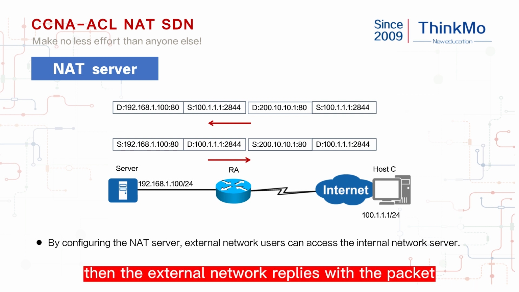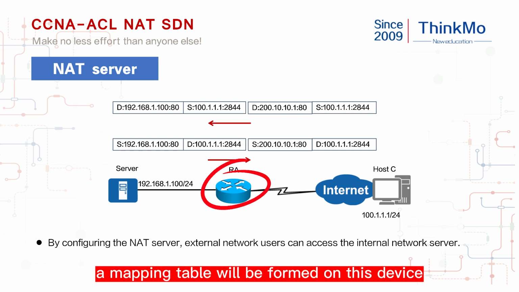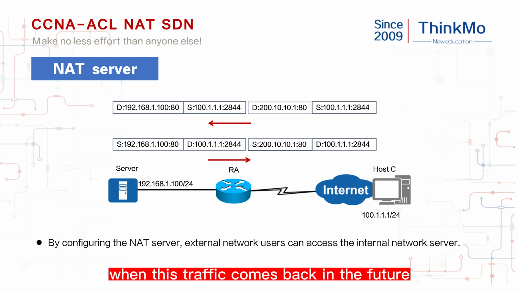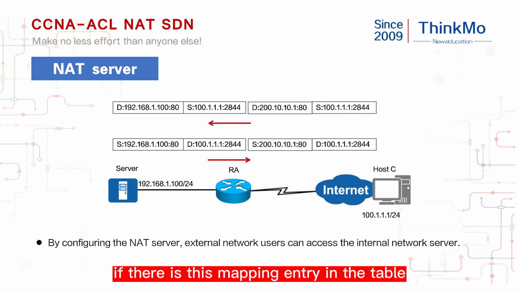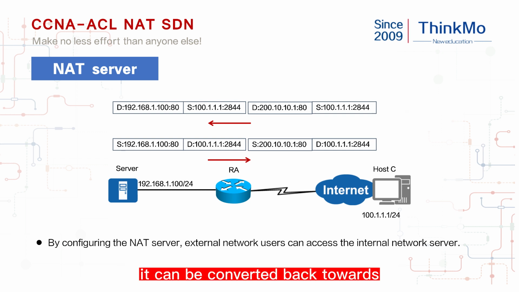Then the external network replies with the packet. Because when we go out online, a mapping table will be formed on this device. After the data goes out, when this traffic comes back in the future, it has to look up the table. If there is this mapping entry in the table, it can be converted back. If there is no outbound traffic, there is no return.